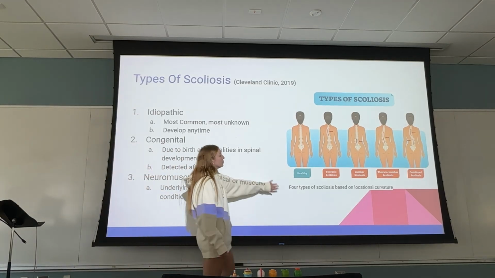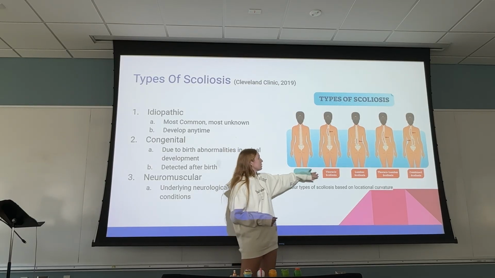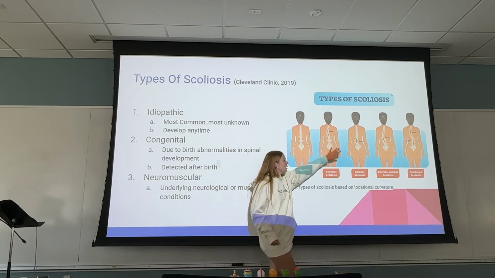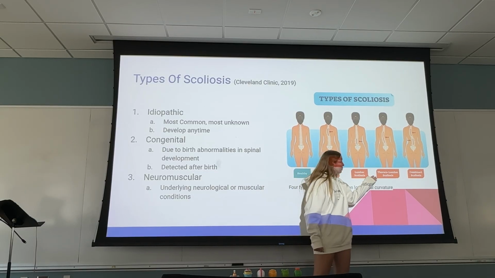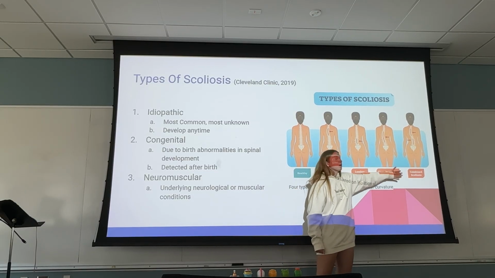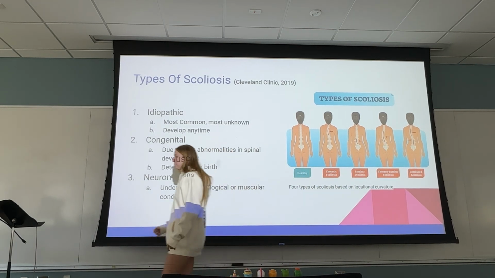And then there are 4 types of scoliosis on where it affects the spine. So there's thoracic, which affects the top part of the spine, lumbar, which affects the lower part of the spine, thoracolumbar, which affects the middle part, and then combined scoliosis, which affects the top and the bottom part of the spine.